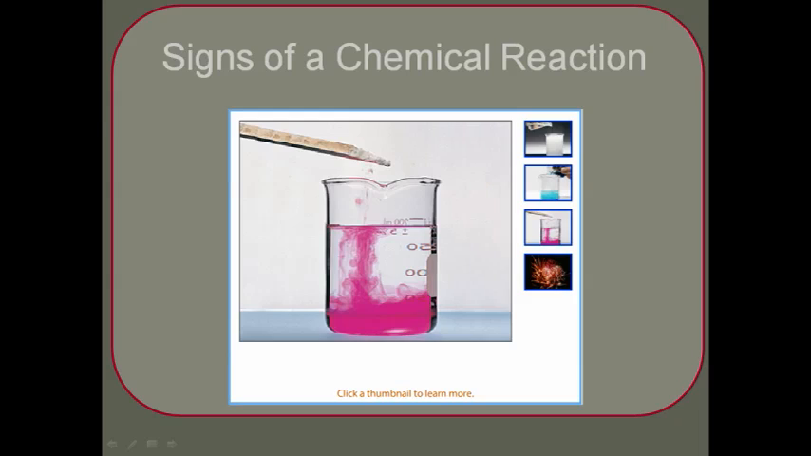A color change is also a useful indication of a chemical reaction. Indicators, such as phenolphthalein, change color when a solution reaches a certain pH. We can tell that certain chemical reactions have occurred because the pH of the solution has changed.